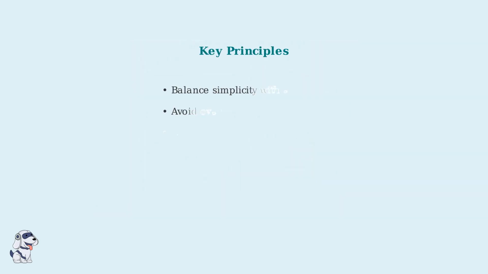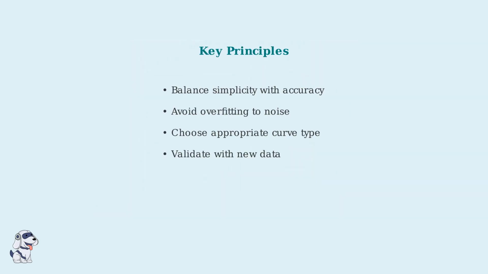Effective curve fitting follows several key principles. We must balance simplicity with accuracy, avoid overfitting to random noise, choose the appropriate curve type for our data, and validate our model with new data points. The first two principles are especially important. Balancing simplicity with accuracy means finding a curve that captures the essential pattern without unnecessary complexity. Avoiding overfitting ensures our model will work well on new, unseen data.